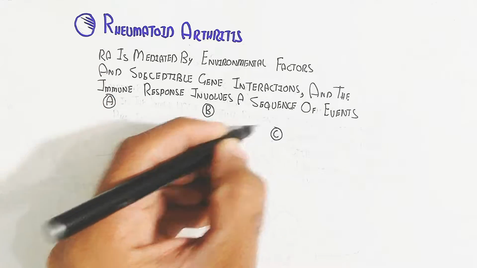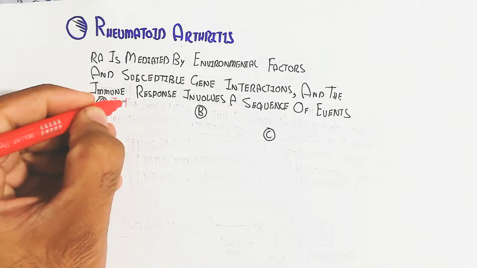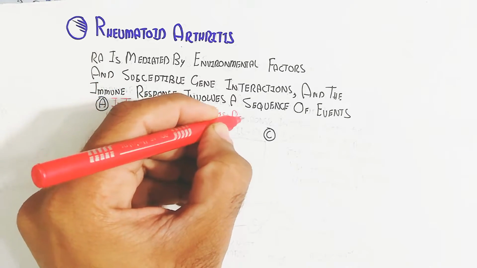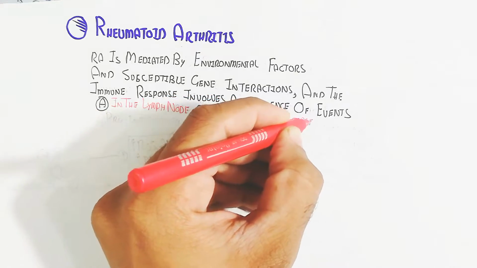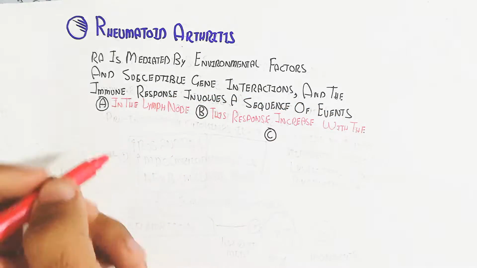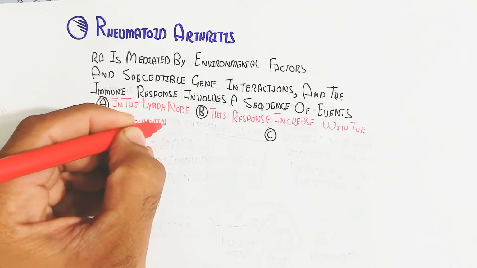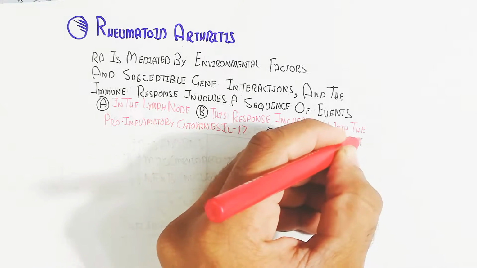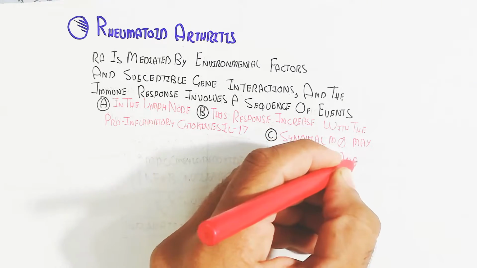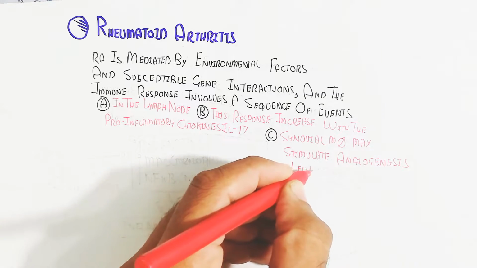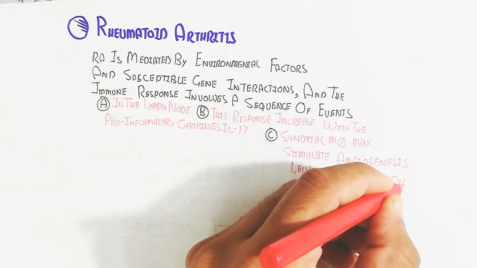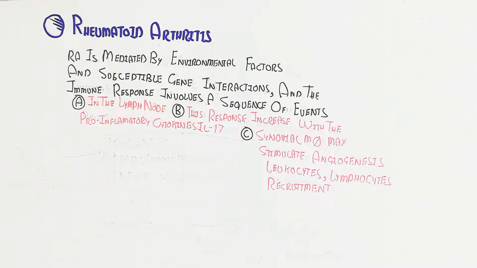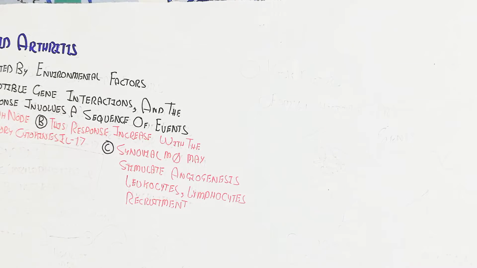Rheumatoid arthritis can progress through three steps. Number one is in the lymph node, after the dendritic cell recognition to the adaptive immune cell, and this response increases with pro-inflammatory cytokines like interleukin 17. The third step is that the synovial macrophage may stimulate angiogenesis and leukocyte and lymphocyte recruitment toward the inflammation site where the joint is, leading to inflammation and damage.